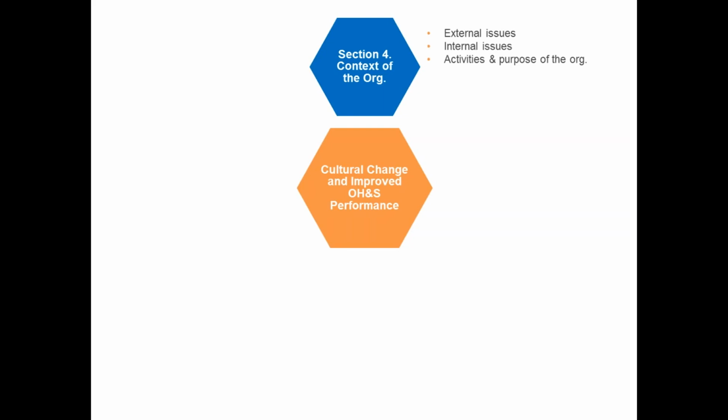As we said earlier, section 4, the context of the organisation, is basically the starting block. The external issues, the internal issues, the activities and purpose of the organisation, you need to understand, or at least have a handle on, why you do what you do, why you do it in the way you do it. Some particular industries have particular requirements on them. Are you aware of that? Are you new to that industry sector? Etc, etc. And all these things have a major or potential major impact on the effectiveness of the management system and the way you adopt it.